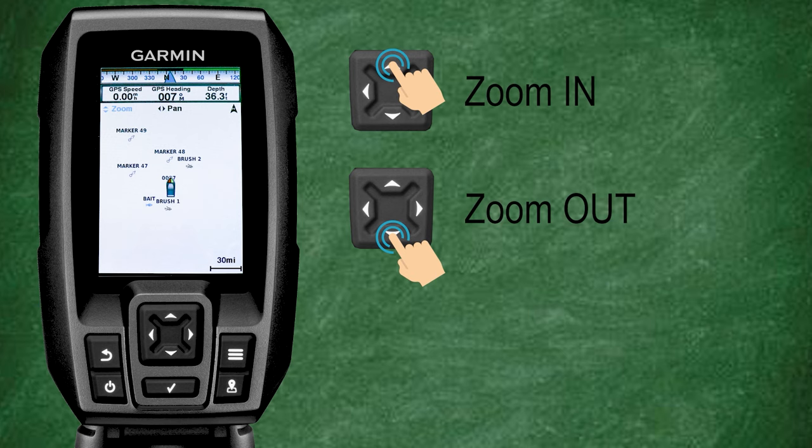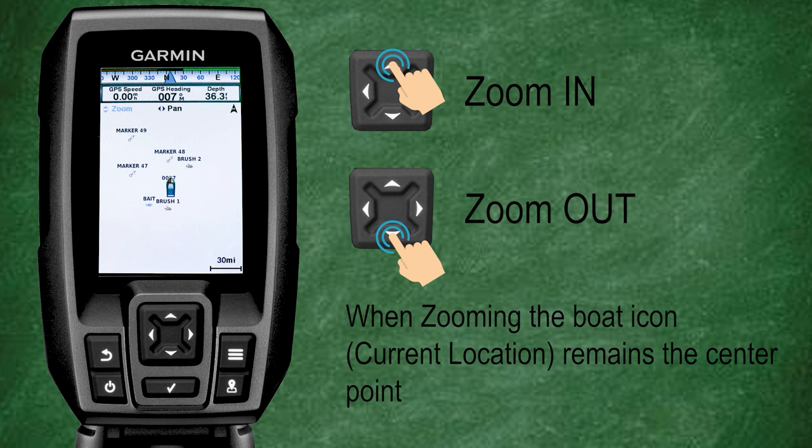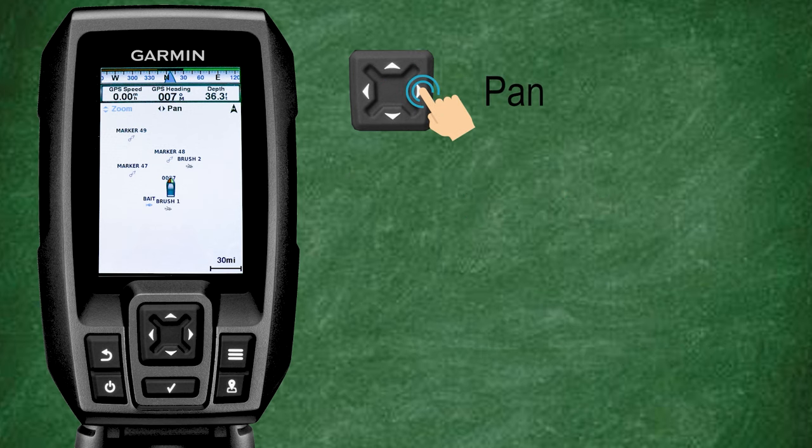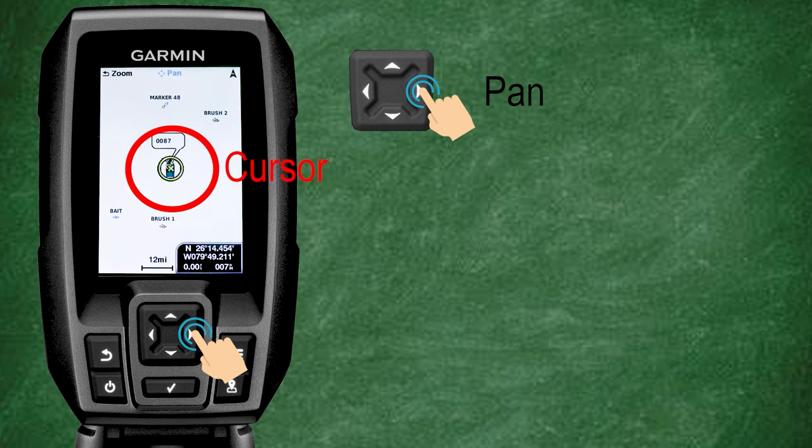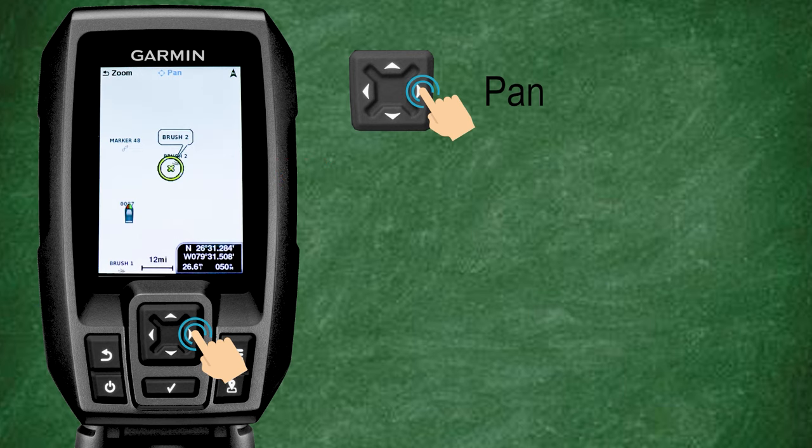The key takeaway when using the zoom feature is that you can zoom in or out as far as you'd like to view more or less waypoints, and that the zoom feature uses the boat as your center point on the screen. The pan feature can be activated using the left and right arrows on the arrow keypad. When you press the left or right arrow, we notice that a movable cursor appears. You'll use the arrow keypad to move the cursor around on your screen.